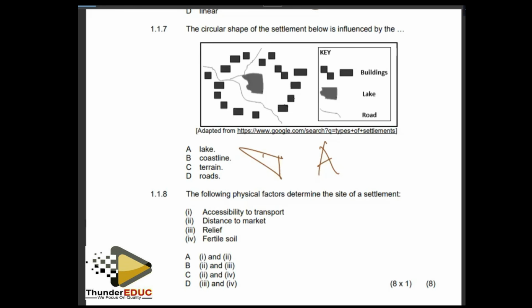Distance to the market. So whatever has distance to the market is wrong, because distance to the market and accessibility to transport are not physical. Okay, let's see. The answer, obviously, is the option with Roman numeral 4 and Roman numeral 5, because these two factors are natural factors, and the question says physical factor. So the answer is relief and fertile soil, which is only option D. So D is the answer for 1.1.8.